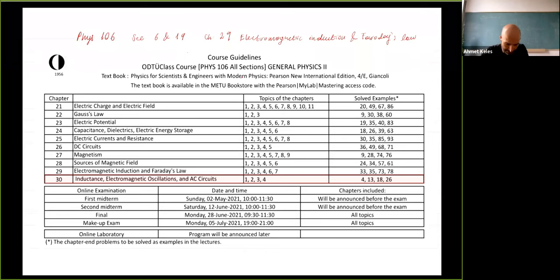Hello and welcome. So this week I'll start talking about chapter 30. This chapter is about inductance and electromagnetic oscillations and AC circuits. This chapter is actually very long, but your reading assignment is almost half of the entire chapter. So it's very brief and it's actually very easy to read. And we'll solve problems tomorrow.